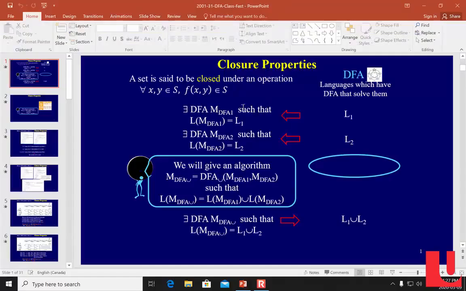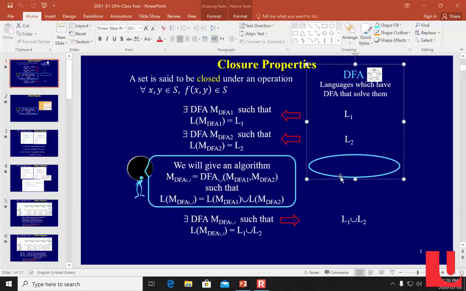this is just saying the idea of a set of languages being closed under an operation. So this is the set of all languages that can be solved by, say, a DFA. And what does it mean to be closed under some operation like union? I guess this circle got smaller too. This circle used to be bigger. A circle that surrounds all of these.